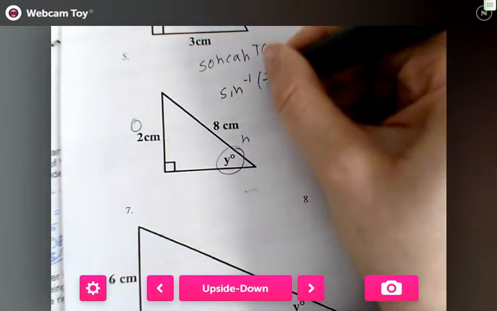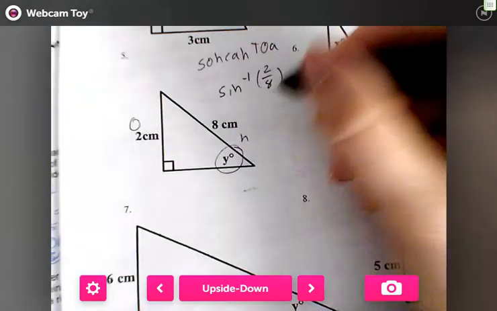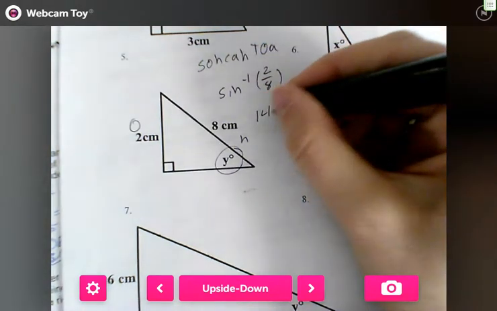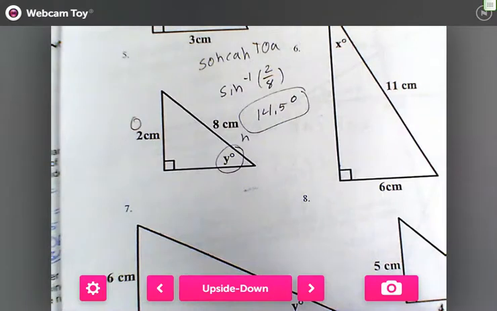Opposite over hypotenuse. We stick that in our calculator. Trig button. Go down to inverse sine. Hit 2 divided by 8. And we should get 14.5 degrees. Done. Questions, comments, concerns?